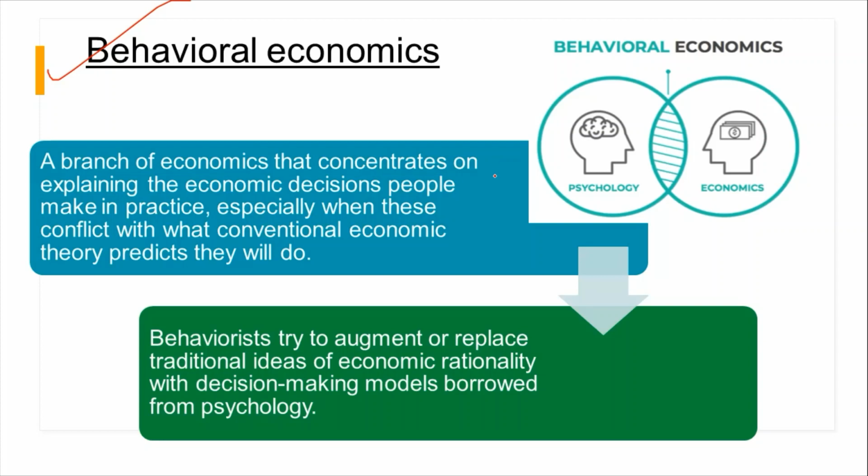Conventional economics is all about how a person will behave in a particular situation, and he'll behave like this in that particular situation. We say that if the price goes up, a person will buy less of the product. If the price goes down, the person will buy more of the product. This is what conventional economic theory talks about.